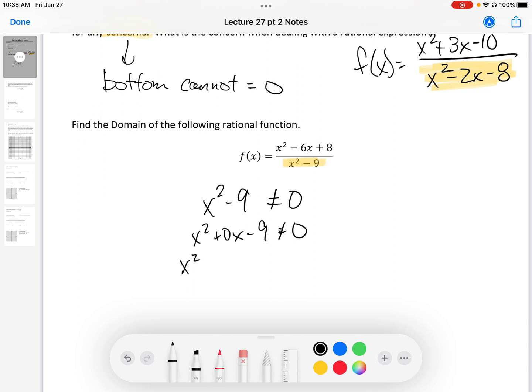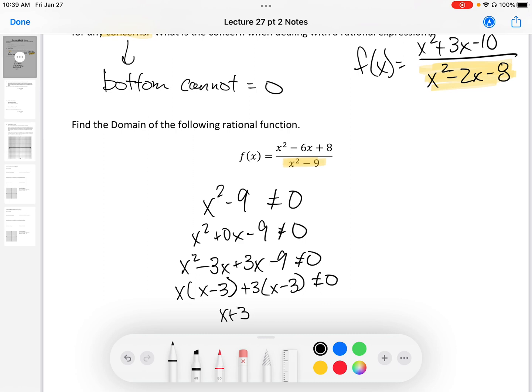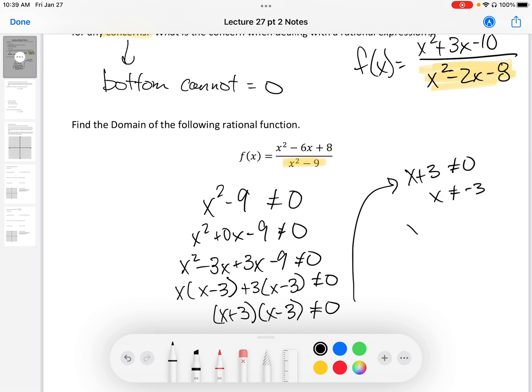Factors of 9 that subtract to give me 0 would be 3x and 3x. So I'd have one plus, one minus. Pull out an x, leaves me with an x minus 3. I could pull out a positive 3, leaves me with an x minus 3. And I get that x plus 3 times x minus 3 cannot equal 0. So I'm going to set both of those. x plus 3 cannot equal 0, which means that x cannot equal negative 3. And x minus 3 cannot equal 0, which means that x cannot equal 3.